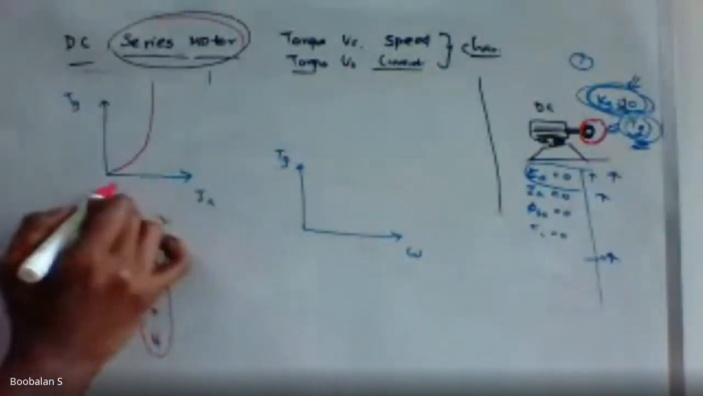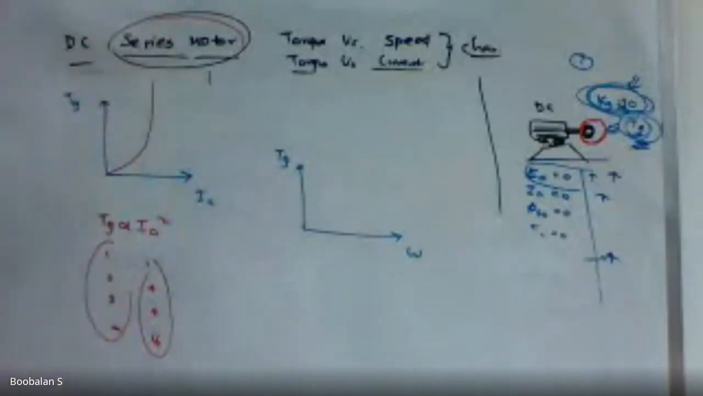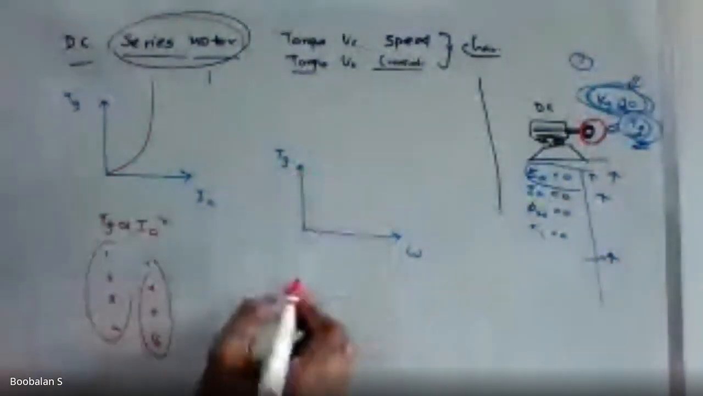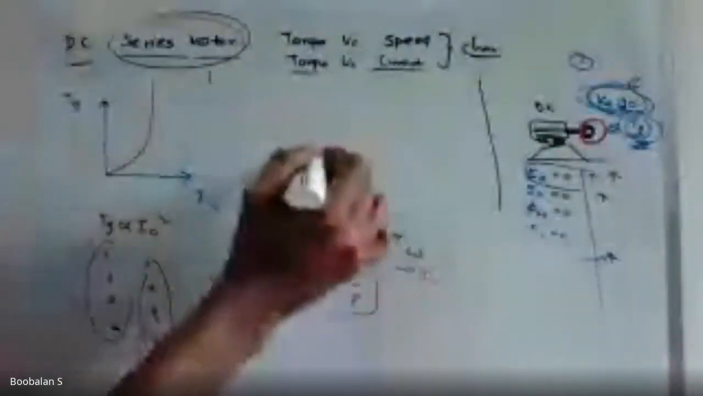So as IA increases, the torque is very high. It's like a parabolic curve, right? And then we'll go with the speed. N is inversely proportional to flux. So without loading, the motor is at very high speed, somewhere here. When I apply load current, I apply more current, and now the speed is getting reduced.